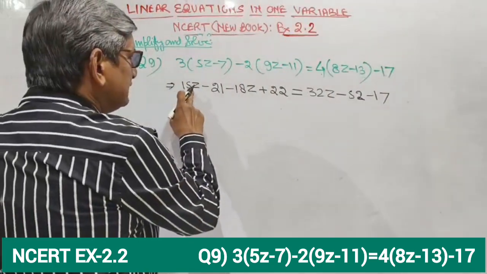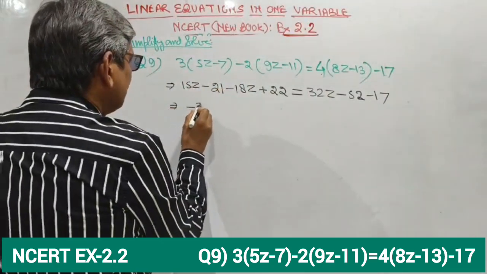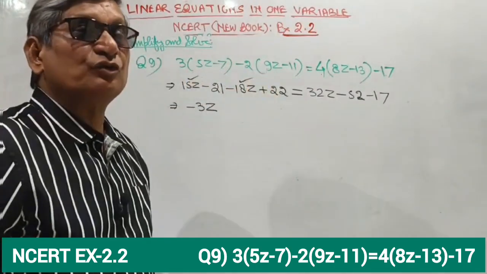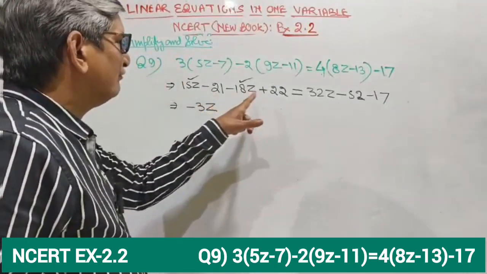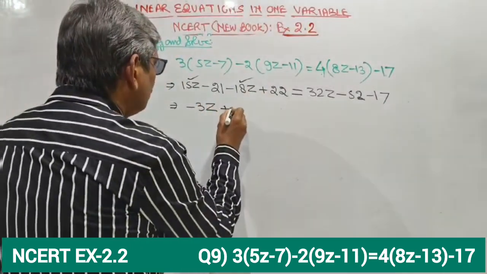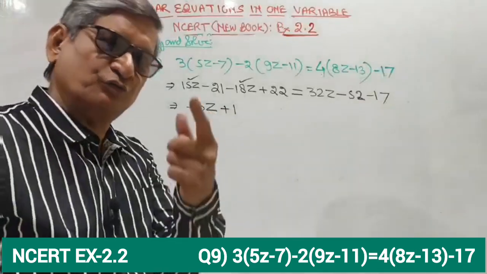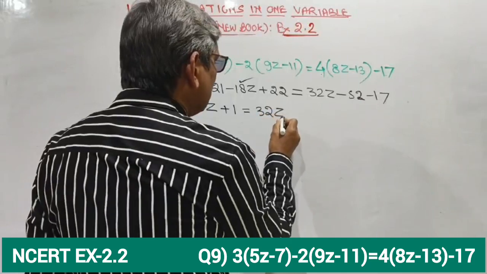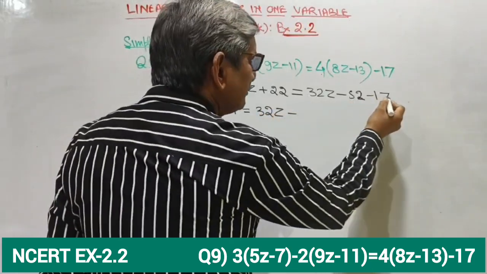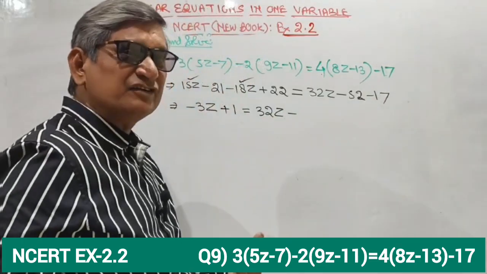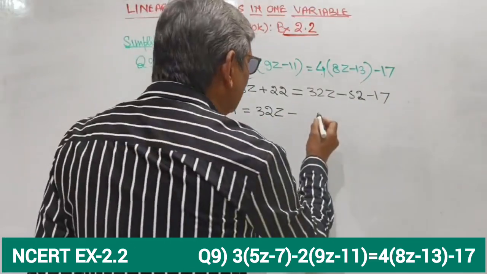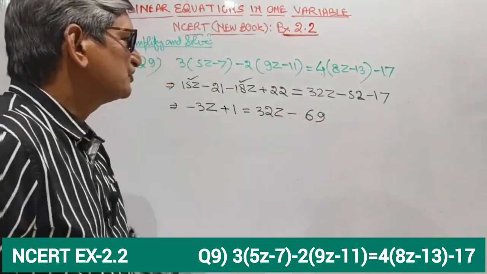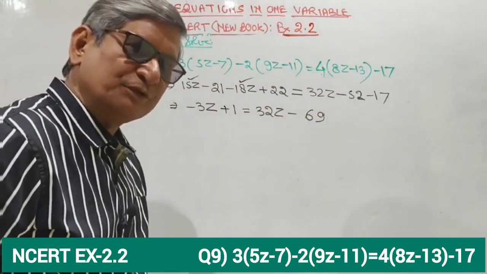Now just see, 15z minus 18z is equal to minus 3z. Remember, 15z minus 18z is equal to minus 3z. Minus 21 plus 22 is equal to plus 1. On the other side, 32z minus 52 minus 17. Two negative integers are to be added. So it is 9 and here it is 16. So this is 69. I hope it is clear.